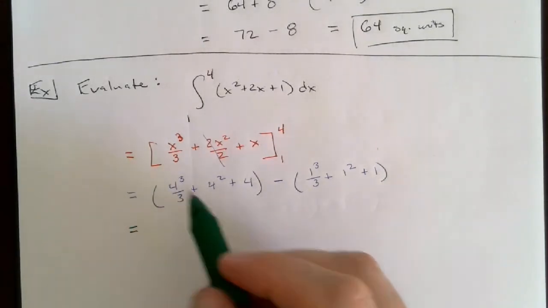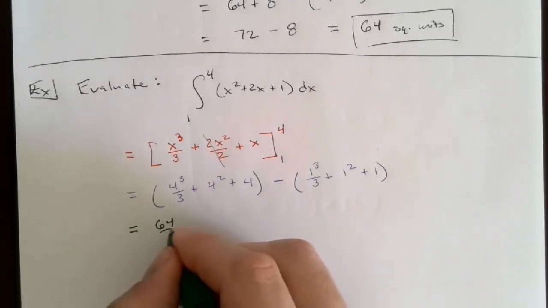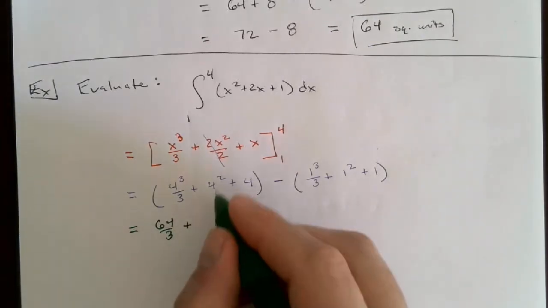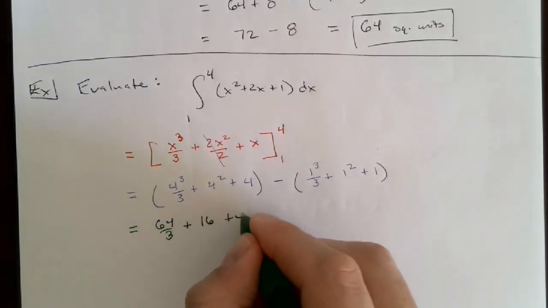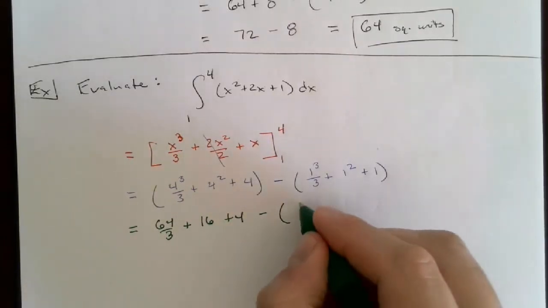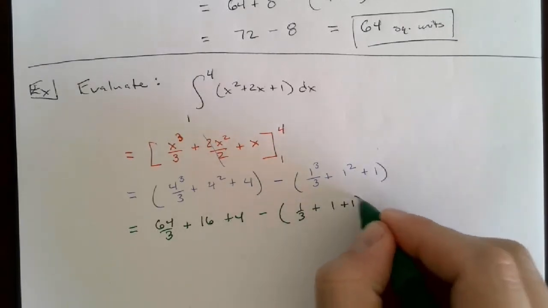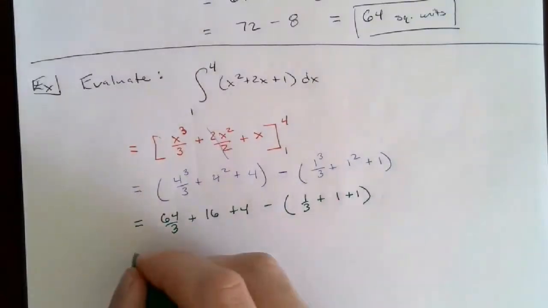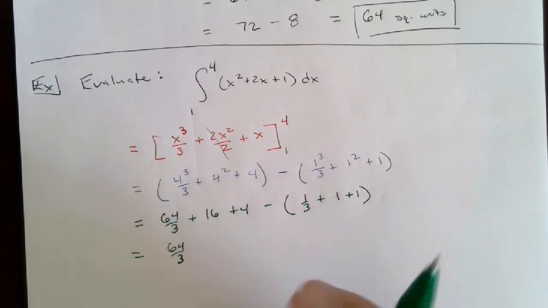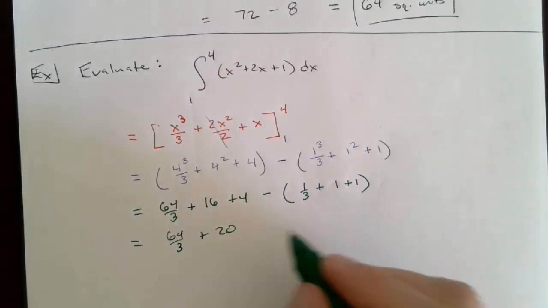Simplifying this, the first set of parentheses you don't really need around this. There's nothing to distribute through it. So 4 to the third is 64 over 3. Keep it exact. All right, don't give me a decimal here. Plus 4 squared is 16 plus 4. Minus, inside these parentheses, I've got 1/3 plus 1 squared, which is 1 plus 1. And so I end up with 64 over 3 plus 16 plus 4 is going to be plus 20. You can combine those right now.